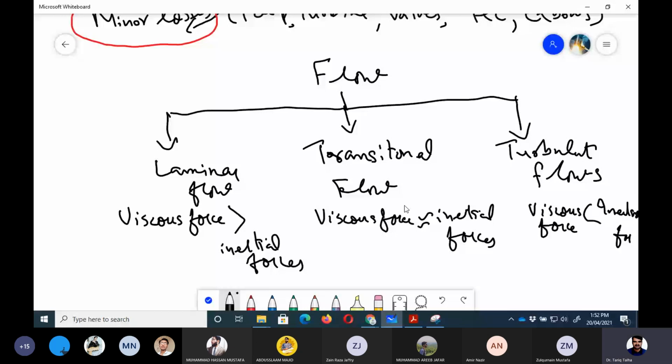Right? So in transitional flow, there is some kind of random motion, but it reverts back to laminar flow because sometimes viscous forces are dominant, and at some other time inertial forces are dominant.